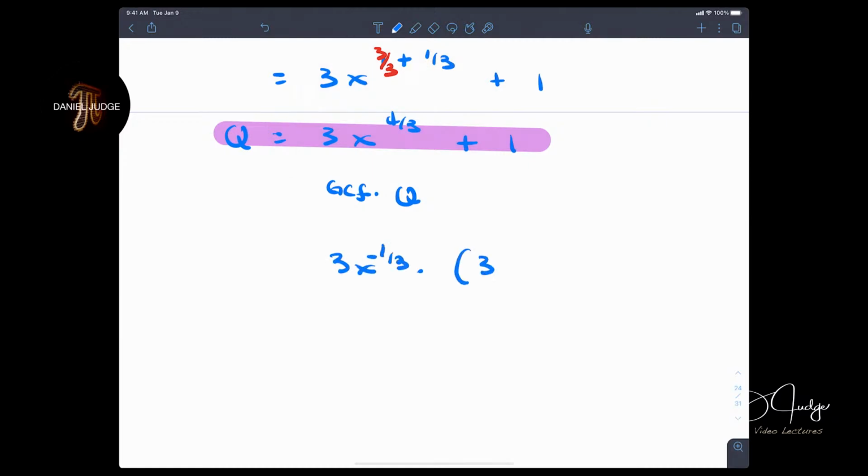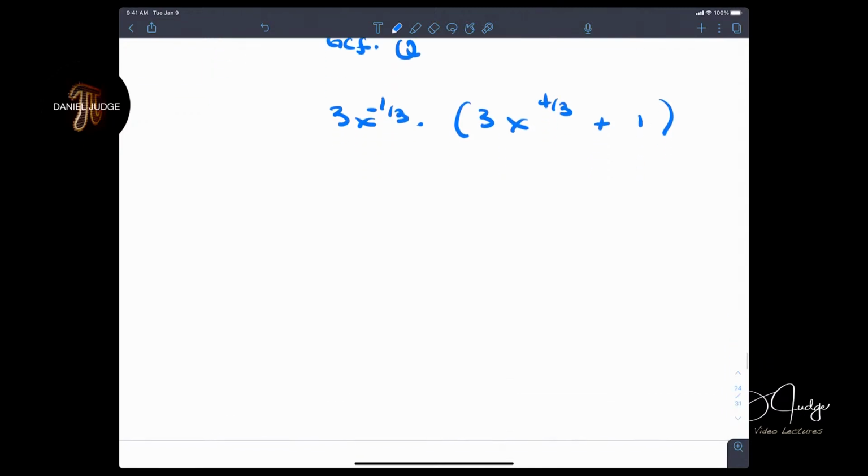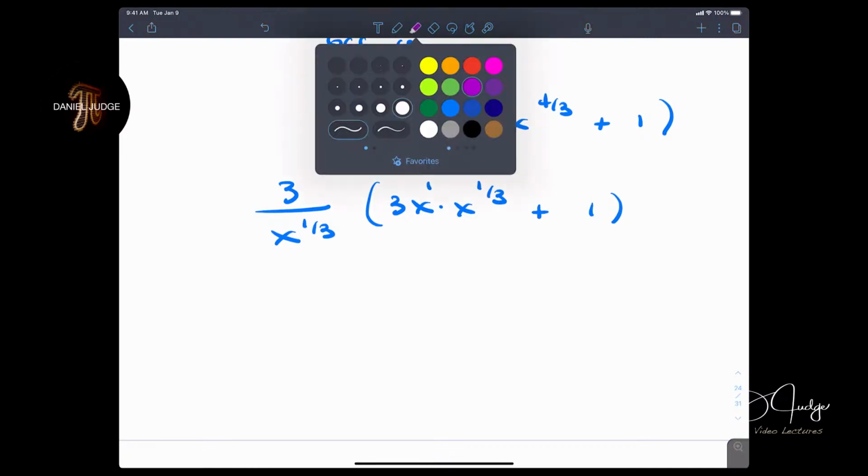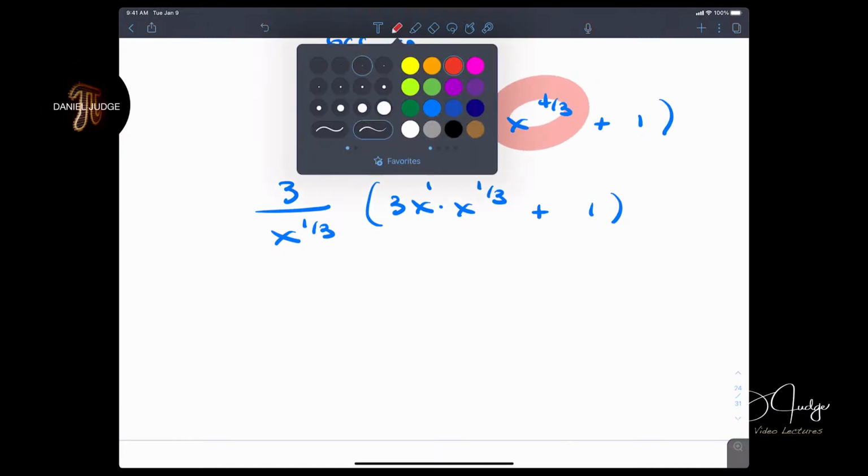And then that quotient will be 3x to the 4/3 plus 1. Okay, so double check. And then we're going to do the same kind of simplification that we did. 3 over x to the positive 1/3. And then this will be 3x times x to the 1/3 plus 1. So be careful here, and that's x to the first, right?